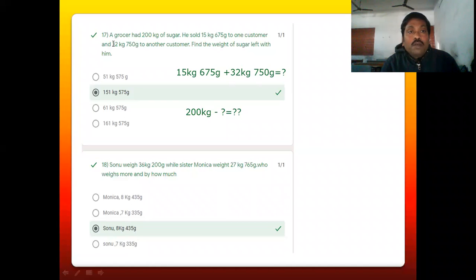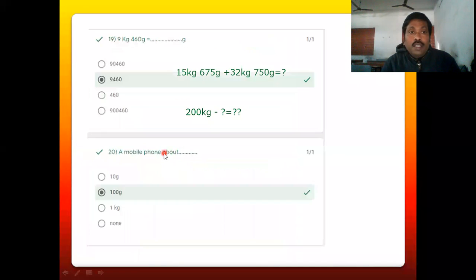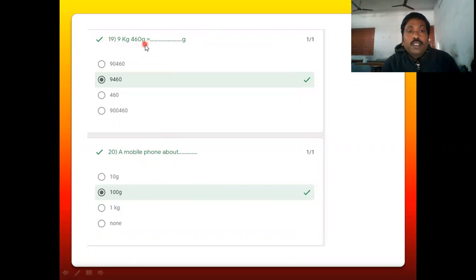Okay. Now let us see question number 19 and 20. Question number 19. 9 kg 460 gram, to convert into gram, the answer will be 9460. And a mobile phone weighs about 100 gram, 10 gram, no. 100 gram, yes. 1 kg, no, and none of this, no. So it means the weight of a mobile is approximately 100 gram. So our answer will be 100 gram.